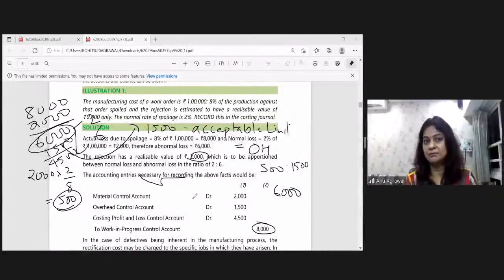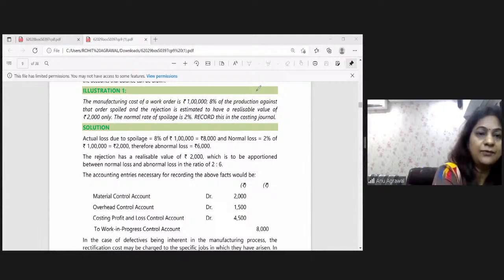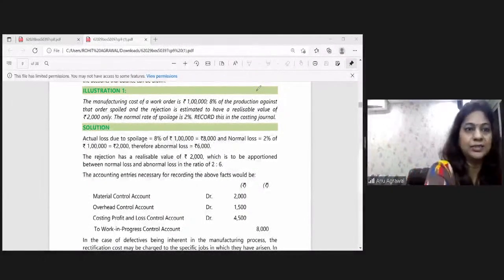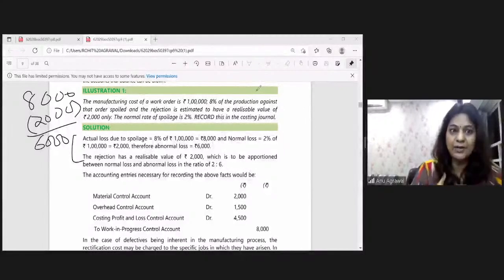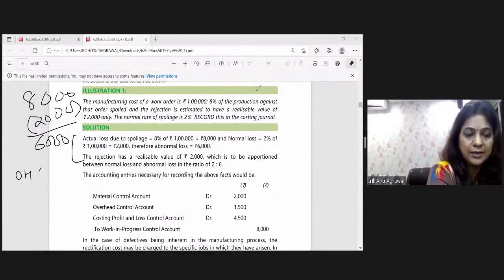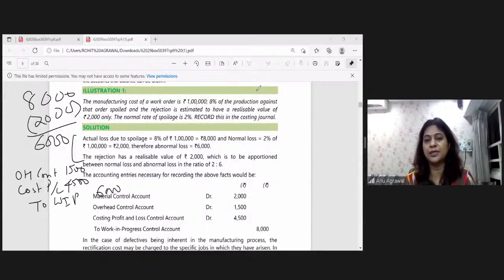Can anybody tell me? If I was there, I've spent so much time explaining you this. If I was there, I would have differentiated. Okay, I would have understood there's a loss of 8,000, 2,000 is recovered. So 6,000 is the loss. Then I would have divided. Then I would have done the entry. Overhead control account, which is acceptable, is 1,500. Costing P&L account, 4,500. And I would have done to work in progress, 6,000. But if I would have done this, Institute would have given me a 0. So can you tell me why Institute has put that 2,000 rupees?